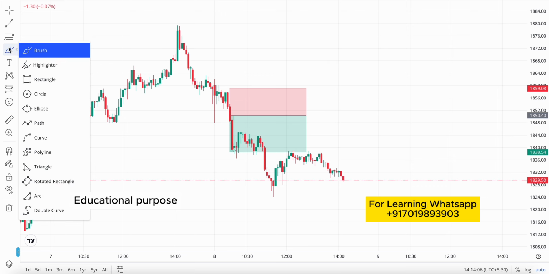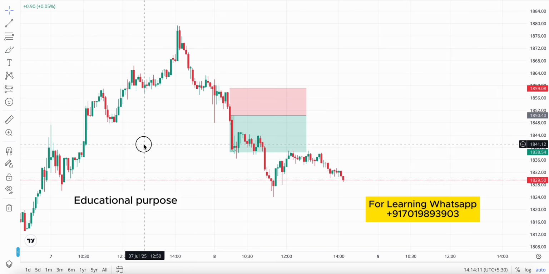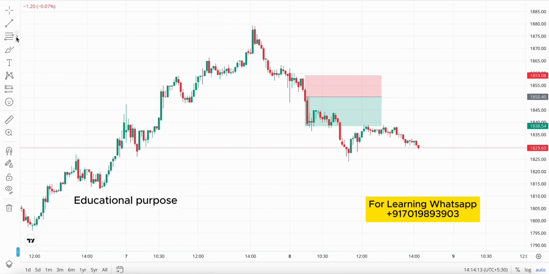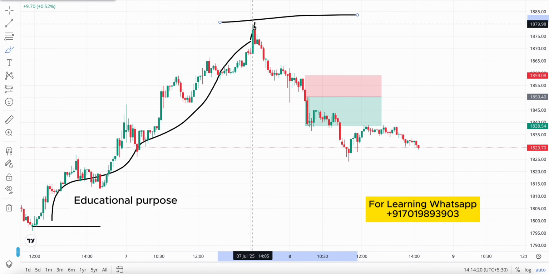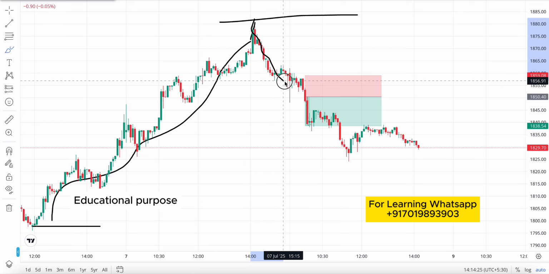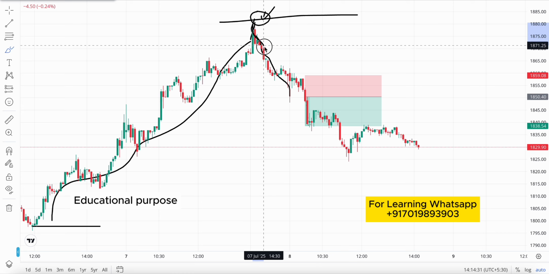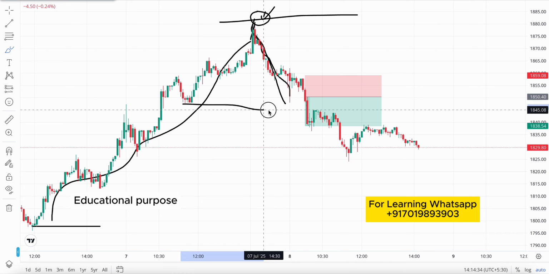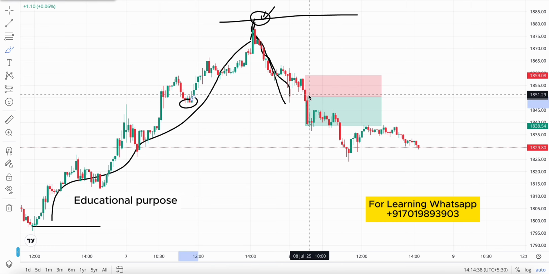Firstly, you can see how the price performed on the previous day. On the previous day, the price went up from the support level and touched some of the resistance level, and after touching the resistance level you can see the reversal formed. That means from the resistance level there was profit booking or huge sellers came in. That's why the price came down, and there was a support level, if you can see. This is a support level.